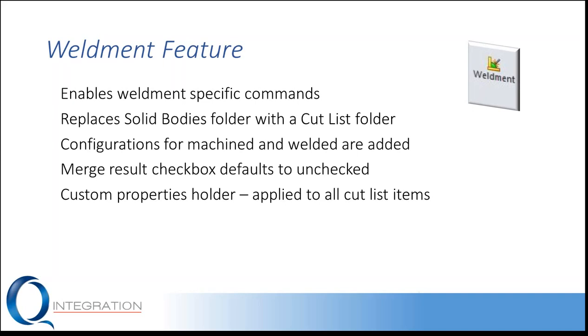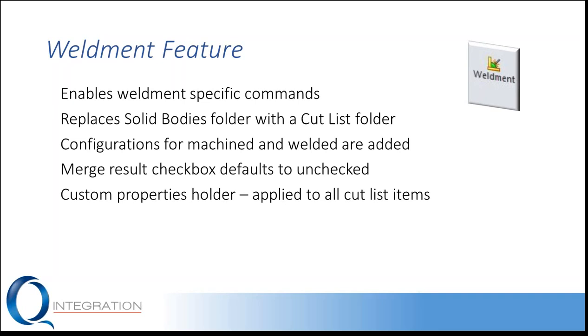We're also getting configurations generated for us automatically. We'll have an as machined and an as welded version of our part. You will also notice that the merge result checkbox defaults to unchecked from then on out. So anytime that I add an additional extrusion where I'm adding material, normally I would see that merge result checkbox checked. It is going to be unchecked. And that is because we are creating a multi-body part, so we're adding additional solids.